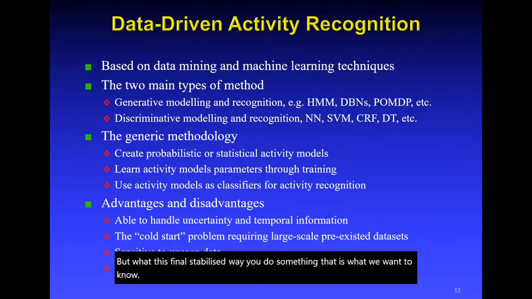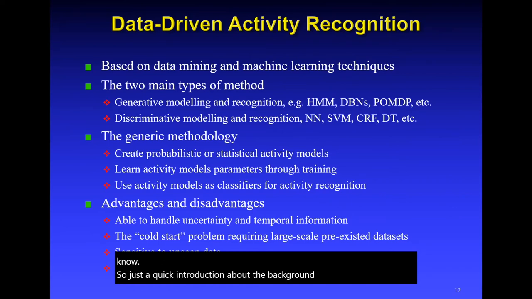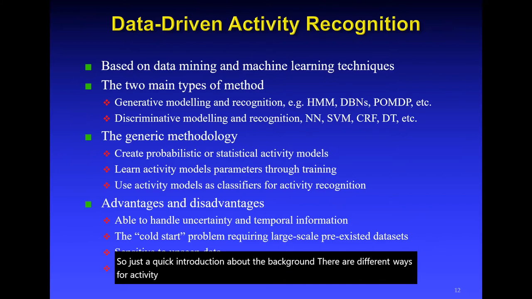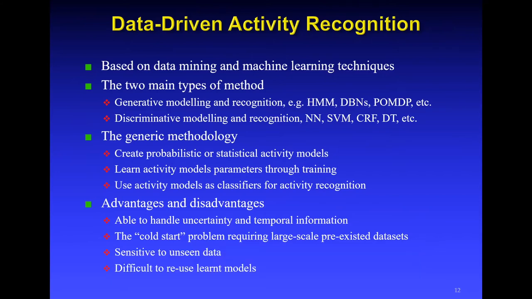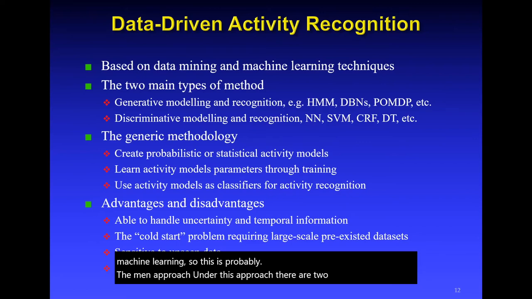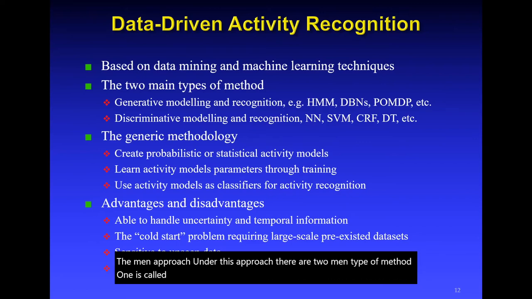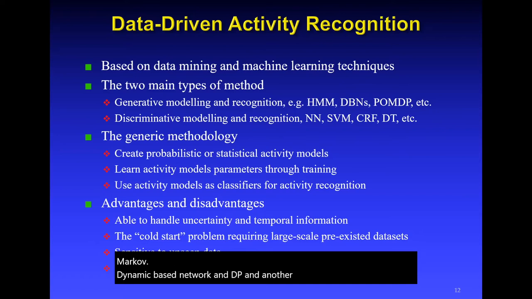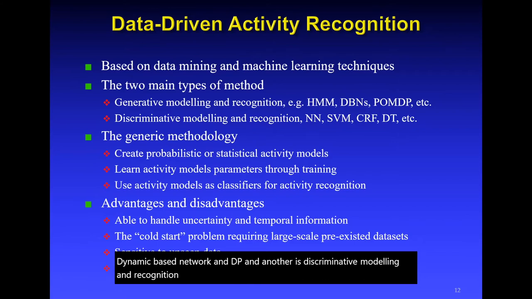So just a quick introduction about the background. There are different ways for activity recognition. Basically, one is based on data mining and machine learning. Yeah. So this is probably the main approach. And in this approach, there are two main types of method. One is called generative modeling and recognition, like hidden Markov models, dynamic Bayesian networks, and POMDP. And another is discriminative modeling and recognition, like nearest neighbor, support vector machine and decision tree.